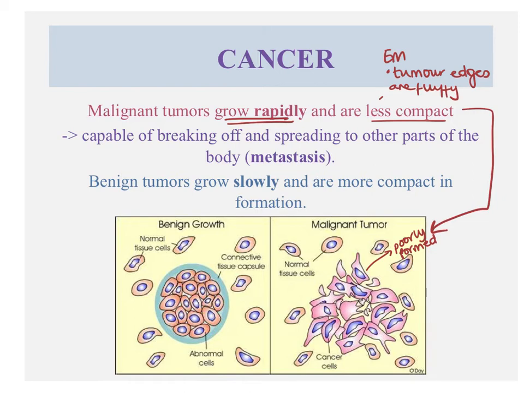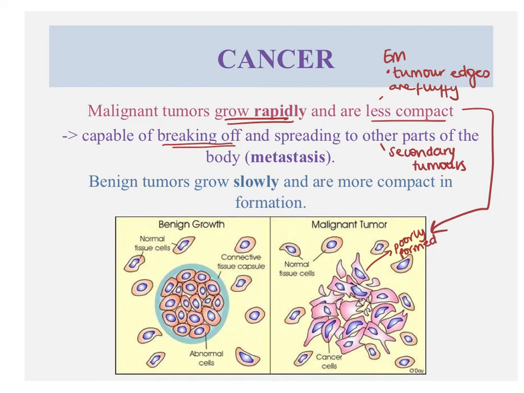Now, these tumour edges being fluffy or not being compact means that some of the cells around the edges are able to break off. And once they break off, they can enter the bloodstream, which is slightly problematic because then they can spread to other parts of the body. Okay, they can form what we call secondary tumours. And this in medical terminology is called metastasis. Okay, you can say that the tumour has metastasised.